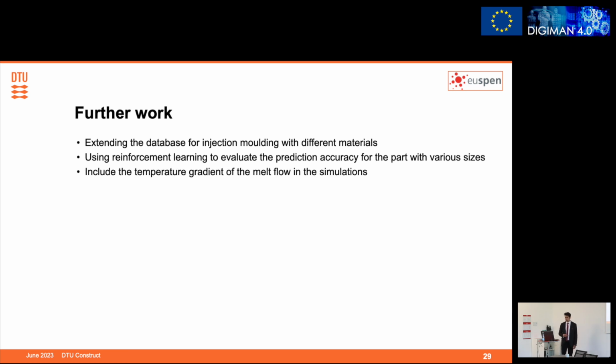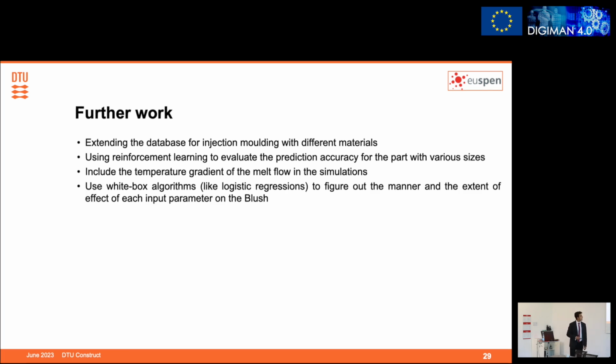And also we can include the temperature gradient of the melt flow in the simulations. Because in the blush defect, the melt temperature is really important because it has a really considerable effect on the viscosity of the material and as a consequence on the shear rate. If we can have the gradient of the temperature in the cross-section of the material going to cavities, we can have more accurate simulations. And also we can use white box algorithms like logistic regressions or decision trees to figure out the manner and the extent of the effect of each parameter on blush defect.